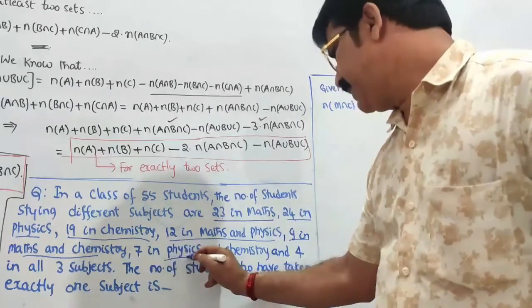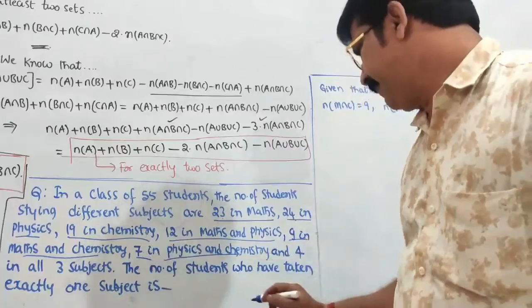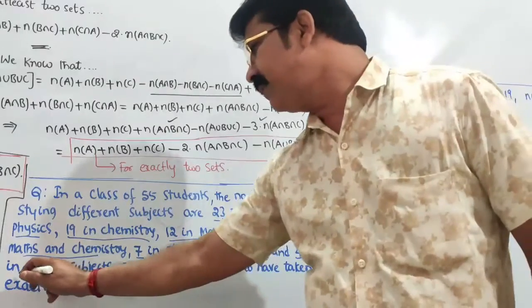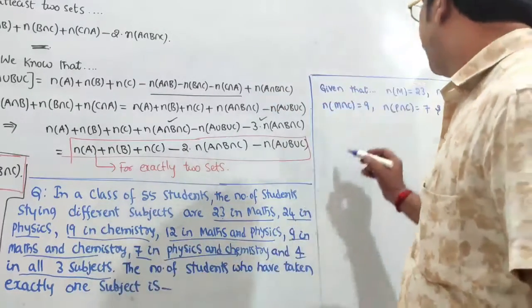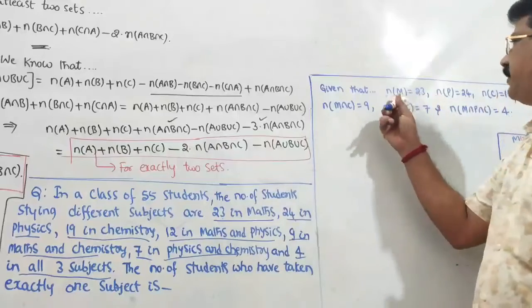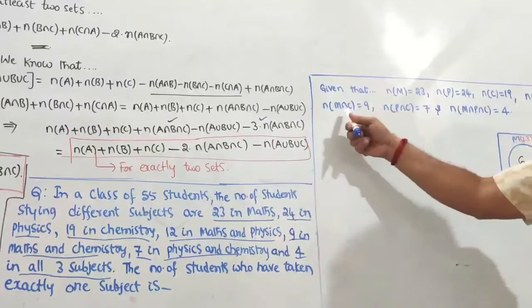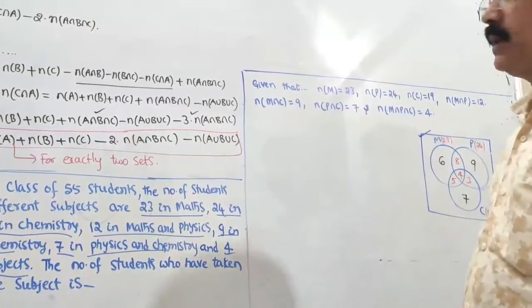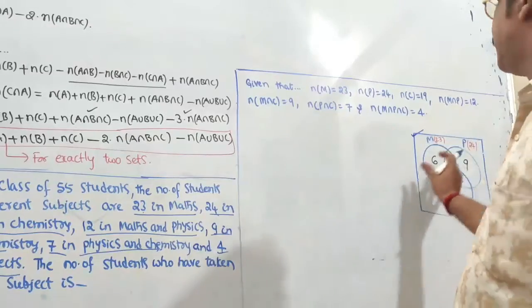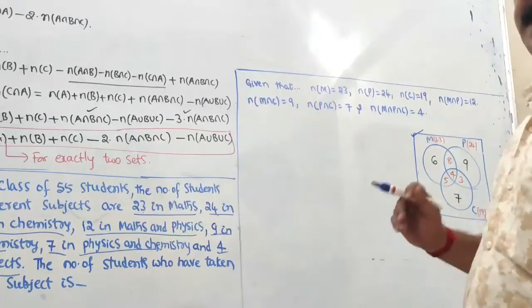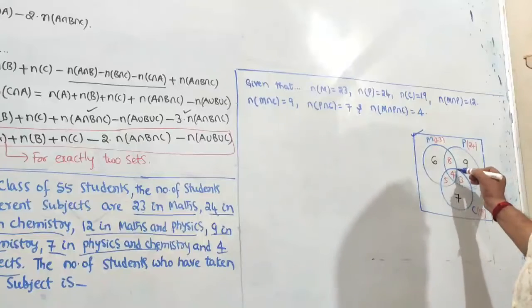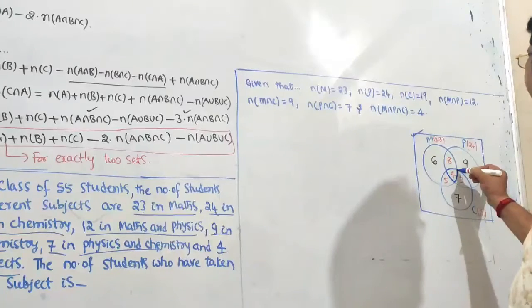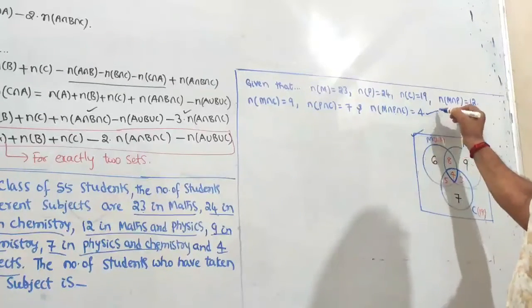Next, n of P intersection C is 7, and 4 in all three subjects, which means 4 is equal to n of M intersection P intersection C. I wrote the same here, and you must write it like that. If possible, by reading the question, you can draw this Venn diagram according to the given values or conditions. Already I said first we have to fill the intersection of three sets, M intersection P intersection C. Okay, first fill this part.